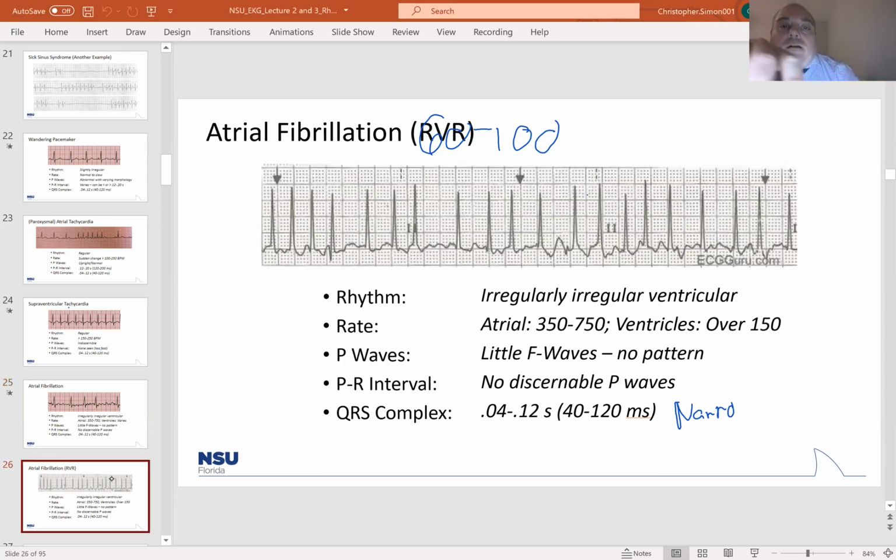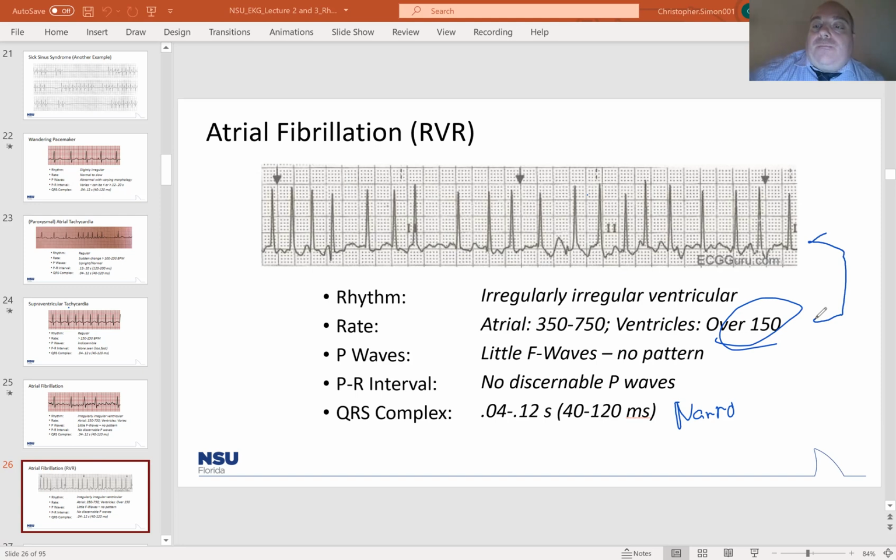Oh, forgot to erase something. I'm probably going to make a correction to this PowerPoint, just so you're aware. It says over 150 right here for AFib RVR. I want you to understand, I think we're talking more about this particular strip being over 150. I don't think it's saying that AFib RVR is only over 150. So just keep that in mind, but we might just change that to avoid any confusion.